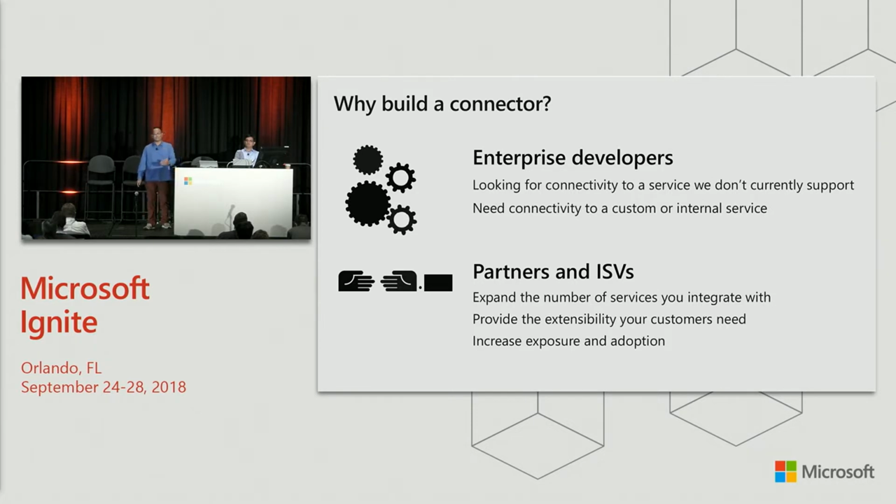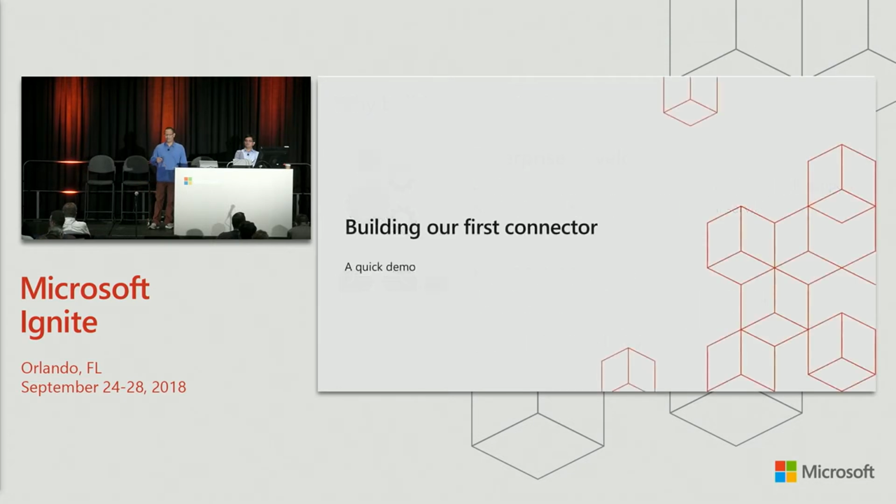If you are a partner or an ISV and you own an API, building a custom connector is a great way for your customer to reach your service. You can integrate with the existing over 200 connectors that we have. Once you build a connector for the Power Platform, people can use PowerApps, for instance, to develop apps in an entirely different way. And it will increase the exposure and the adoption for your service, basically. So we want you to build connectors for the Power Platform, and we are going to show you how you do that. So let's start with a quick demo of how we do that.